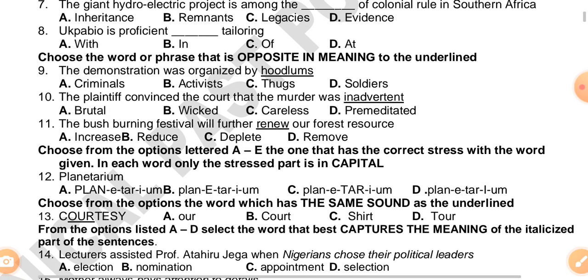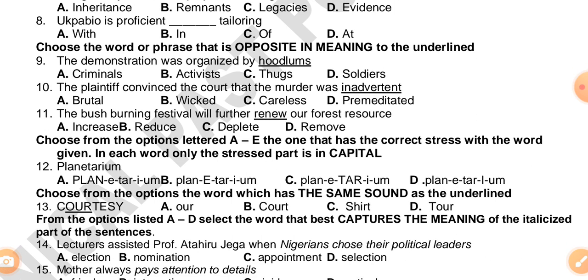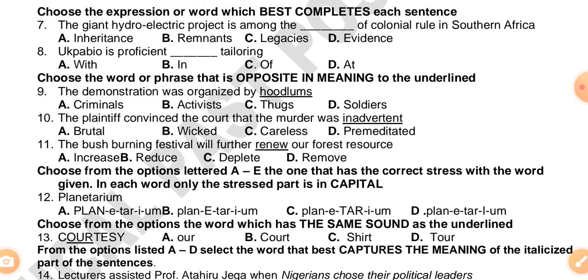So let's look at opposite in meaning. Question number 9. The demonstration was organized by hoodlums. What is the opposite in meaning of hoodlums? A, criminals. B, activists. C, thugs. D, soldier. Is the answer criminals, activists, thugs, or soldier? I won't tell you the answer. Tell me in the comment section what you think is the answer to question number 9.